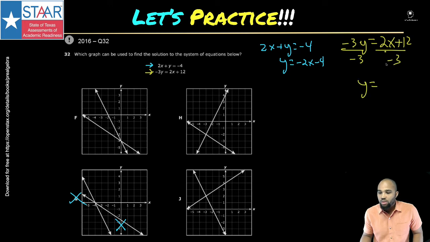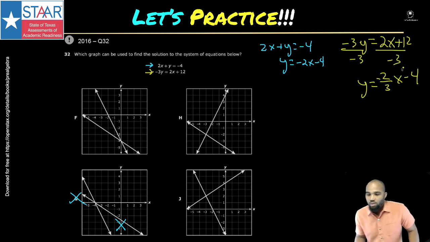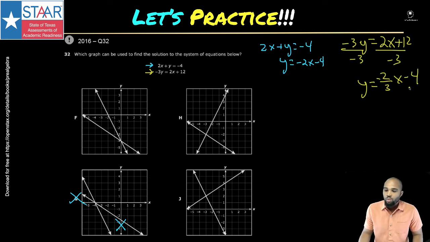Y equals 2 over -3, so that's -2/3 x. 12 divided by -3 is -4. So it looks like they both go through a y-intercept of -4. That is a telltale. Look at this, y-intercept of -4. So that just made that easier. This one doesn't and this one doesn't. So I know my answer is F.